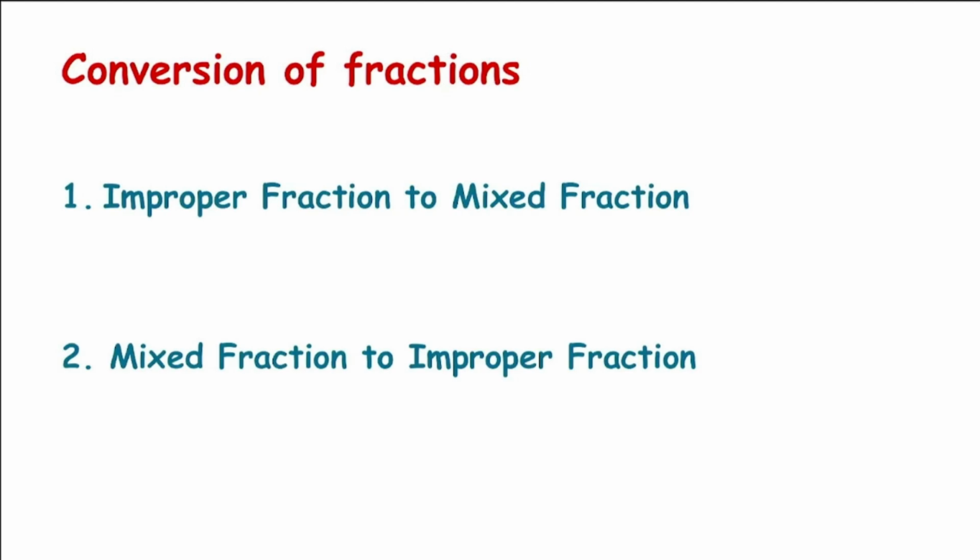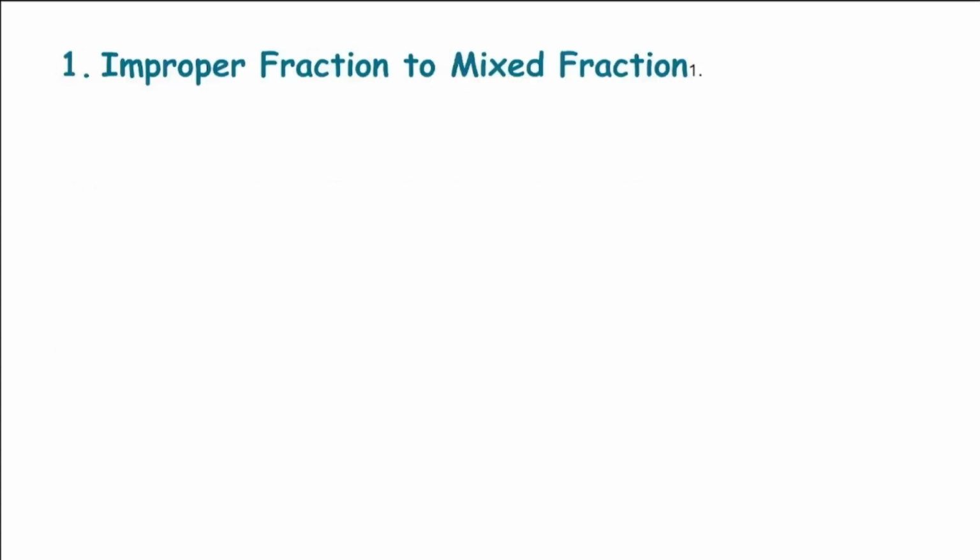Next is conversion of fractions. Here we have two types of conversions: improper fraction to mixed fraction, or mixed fraction to improper fraction. Here I have taken first improper fraction to mixed fraction. We have this improper fraction because the numerator is greater than the denominator. So how will we convert it into a mixed fraction?